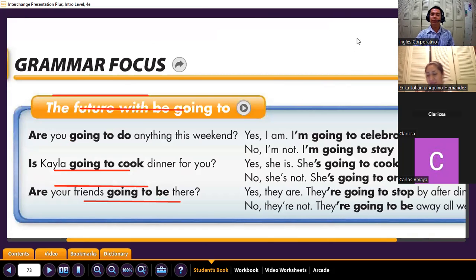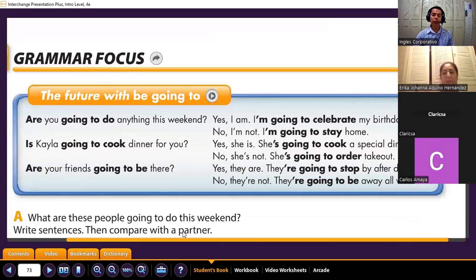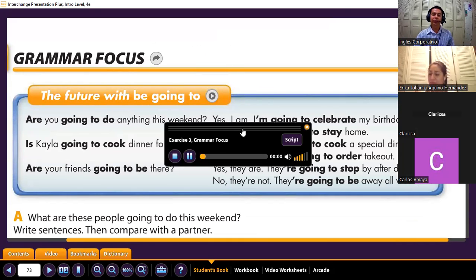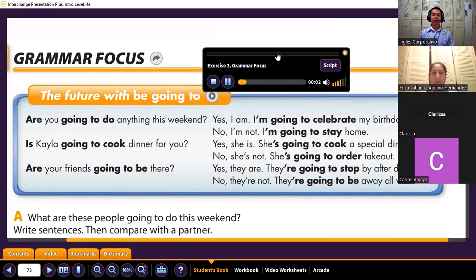I'm going to erase this. One, two, three. Here, right? Reduction of the image. One, two. Okay, that's enough. And let's go to play. Lisa, please. Page 73, exercise 3, grammar focus.